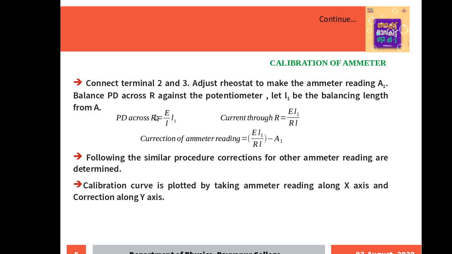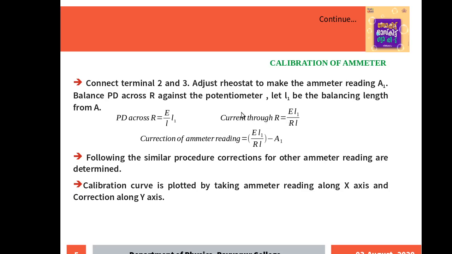This is the potential difference across R. In order to get the current, you just have to divide it by R. So current through R is equal to EL1 divided by RL. What will be the correction if there is any change? This is the actual value, since we know that the potentiometer measures accurately. That current is also flowing through the ammeter, which reads A1, but the actual current will be EL1 by RL.